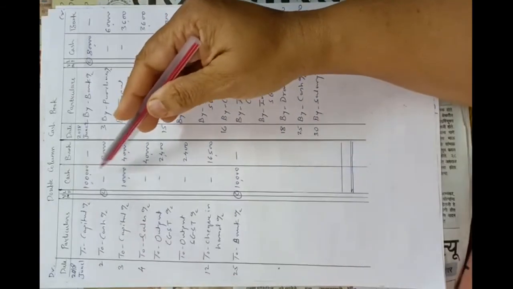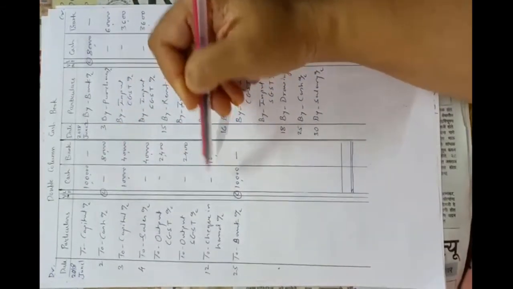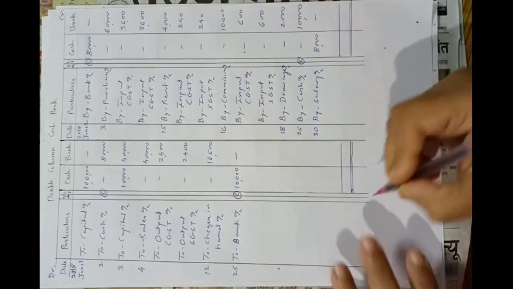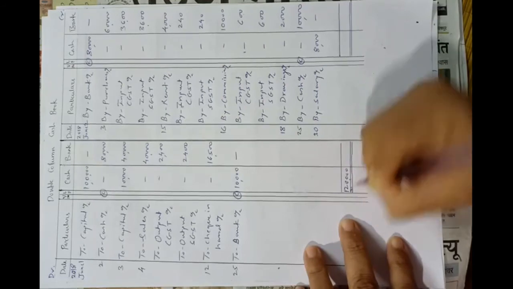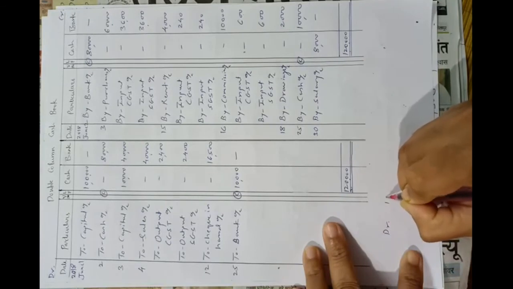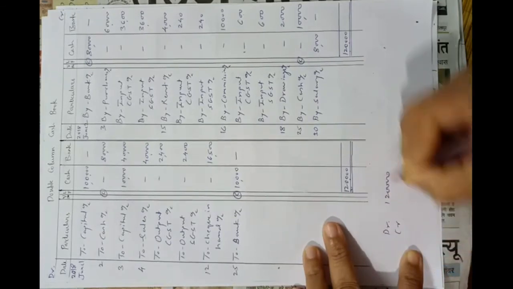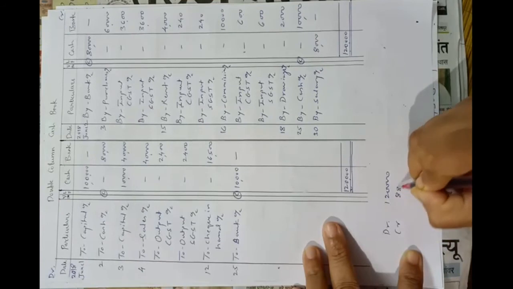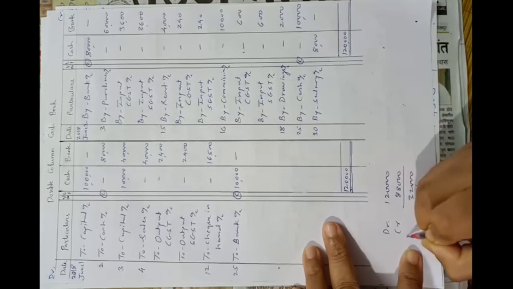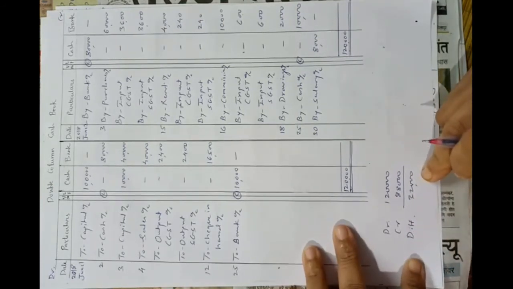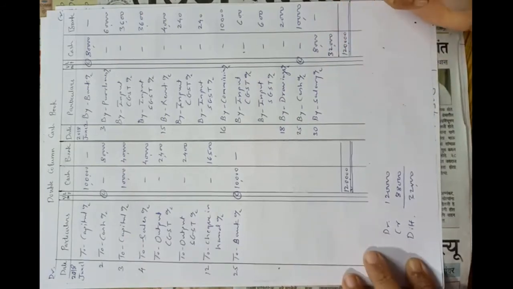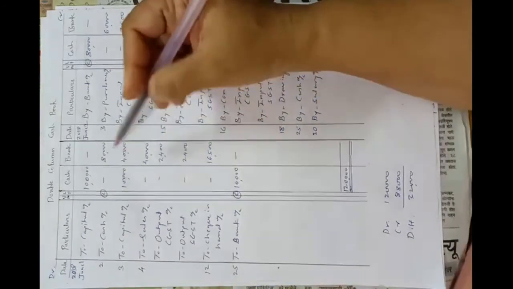First cash column, debit total is easy 1,20,000, credit total is 88,000. So debit total 1,20,000, credit total is 88,000. So the difference will be 32,000. That is, the balance is 32,000. So 32,000 is the balance of cash column. Now bank column.